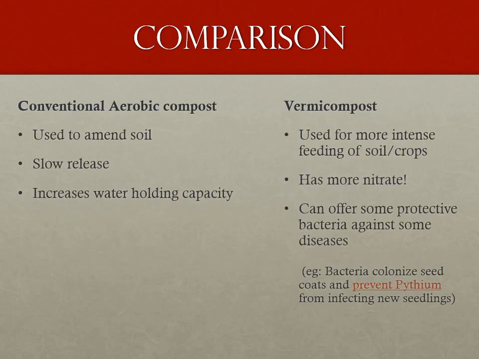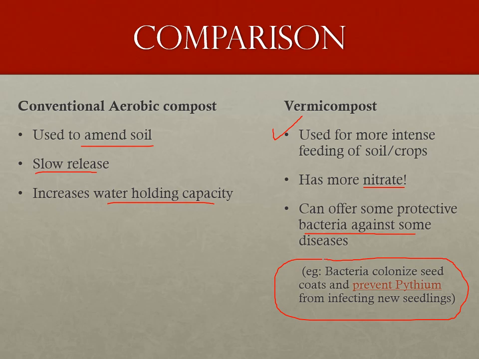So conventional compost is basically an amendment to soil. It's considered a slow release, and it increases soil properties like water holding capacity. Where in vermicompost, it's a much more intense nutrient load because those bacteria in the gut have mineralized more nutrients. It has far more nitrate, which is beneficial for nice, firm, healthy growth, not soft growth. Also, some of the bacteria can protect against diseases. For example, we have this link here to a paper that talked about compost tea being used to prevent pythium in seedlings.